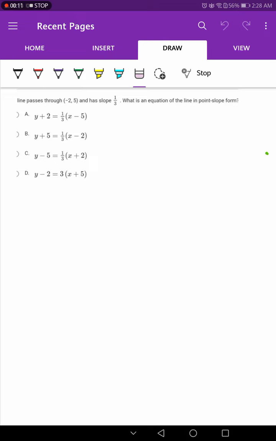For my dear students, lesson 5-4, which is point slope form or equations. In this example, my dear student, he gives you a point and gives you the slope. Okay, a line passes through (-2, 5) and has a slope of 1/4. What is the equation? He asks you to write the equation, my dear student.